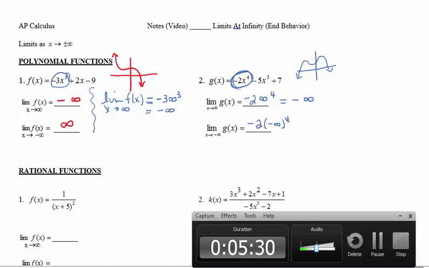Well, negative infinity to the fourth power is still going to be positive infinity, but you have to go back and multiply by negative. So that is also going to be negative infinity, which is what we thought from the graph.